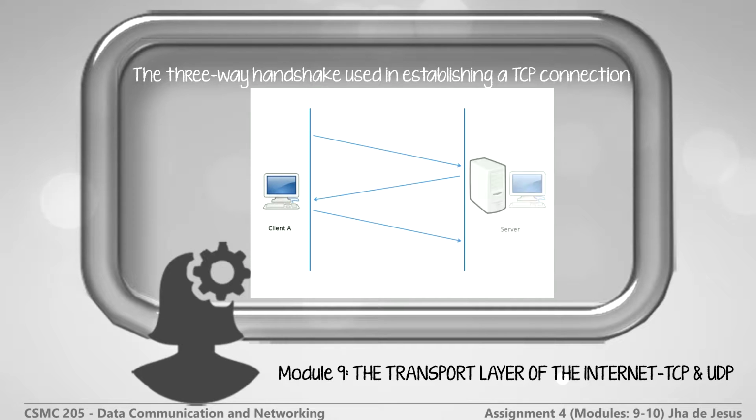We have a client A and a server. Client A will send a synchronize sequence number of 200. When the server receives the request, the server will insert its own sequence number, say it's 550, and place 201 in the acknowledgement number field. Client A will receive this response and know that it is the server's answer to its previous connection request. Client A will then send a new packet having the acknowledgement bit field set. The sequence number is equal to 201 and the acknowledgement number field is 551.